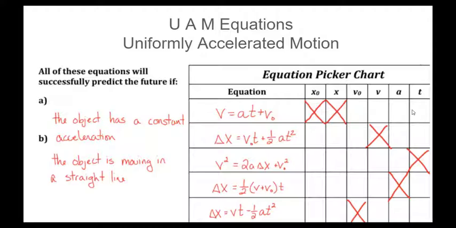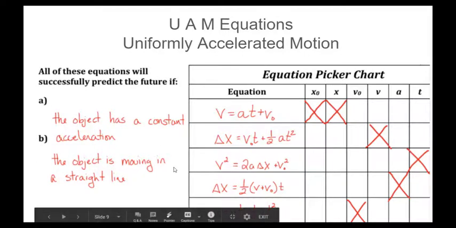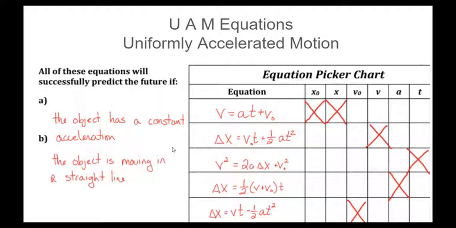Now, this only works if the object has a constant acceleration. We showed a constant slope, so this is fine. And then it's got to be moving in a straight line. These only work if the object is moving in a straight line. They're called uniformly accelerated motion, UAM equations. That's why I'm going to call them this, just so you remember that it must be a constant acceleration for you to use it. If the acceleration changes, that doesn't count.